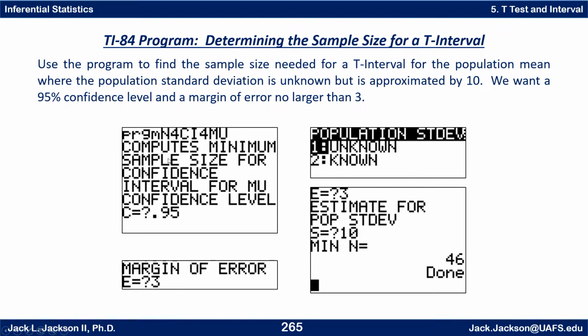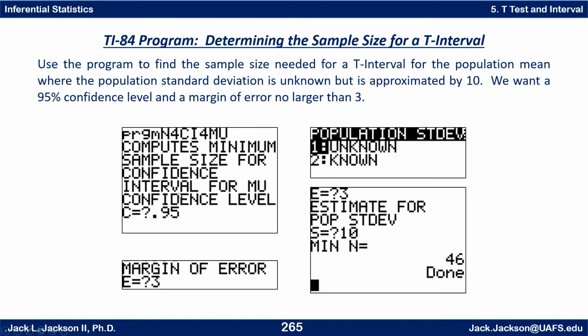It says it computes the minimum sample size for a confidence interval for mu, and asks for the confidence level C, which is 0.95. Then it asks for the margin of error E, which is 3. It gives you this menu, known or unknown. We choose unknown, and then it produces the answer. The estimate for the population standard deviation is 10. The minimum N is 46, and it says done.